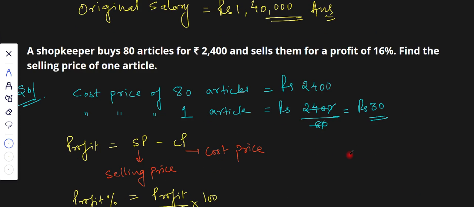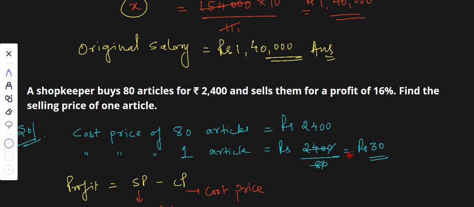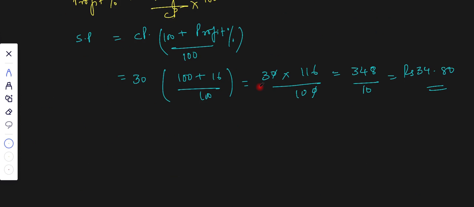So what do you need to calculate here? Find the selling price of one article. So obviously you need to calculate the selling price of one article. This is a formula that relates cost price, selling price, and profit percent. So this is a very important formula. Please remember this formula, because this formula directly relates CP with SP and profit percent. If this is a profit percent, you will use positive sign here. If this is a loss percent, then you will use minus sign here.